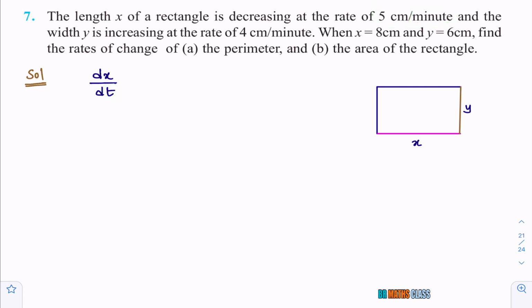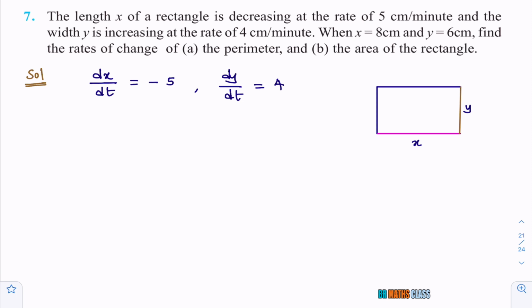And they are saying that the length x of a rectangle is decreasing. Decreasing means we need to consider this in terms of negative. We need to take it as minus 5 centimeter per minute. And further what they are saying, the width y is increasing at the rate of 4 centimeter per minute. dy by dt is given. I'll write it. dy by dt. What is dy by dt? dy by dt is 4 centimeter per minute.